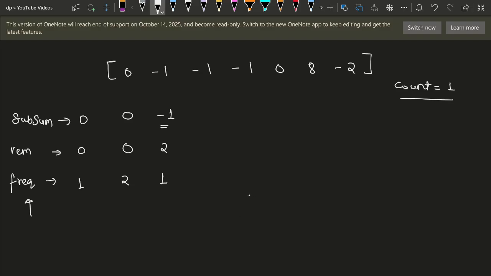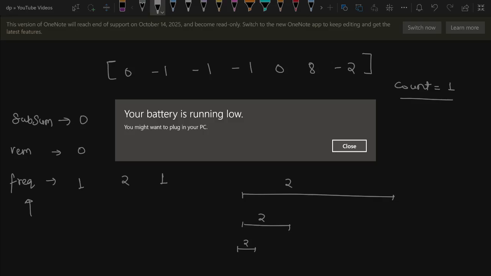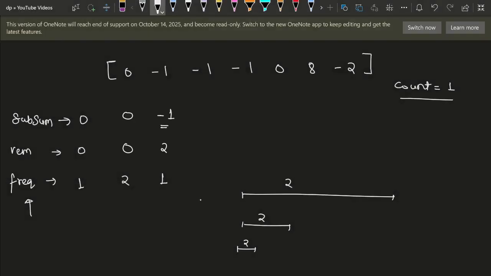If it had existed, what it would have given us was, from here till here there exists a 2, and let's say from here till here and from here till here, two subarrays exist such that the subarray sum when divided by 3 gives you the remainder of 2. So if there were two subarrays that existed such that the remainder was 0, we would have gained additional two subarrays for which the divisibility by 3 exists, right?